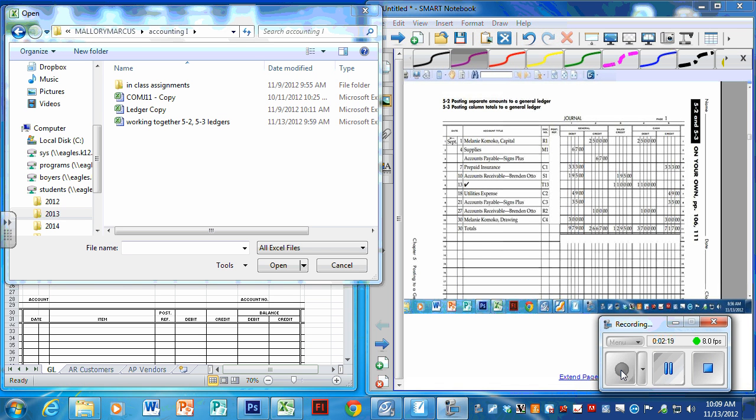Okay, once you get all those entered in and you get those accounts set up, do a file save as. Do not do a file save, or you'll overwrite your original blank ledgers. Do a file save as, and this problem is titled 52-53 On Your Own, and you can abbreviate it 52, 53, OYO.